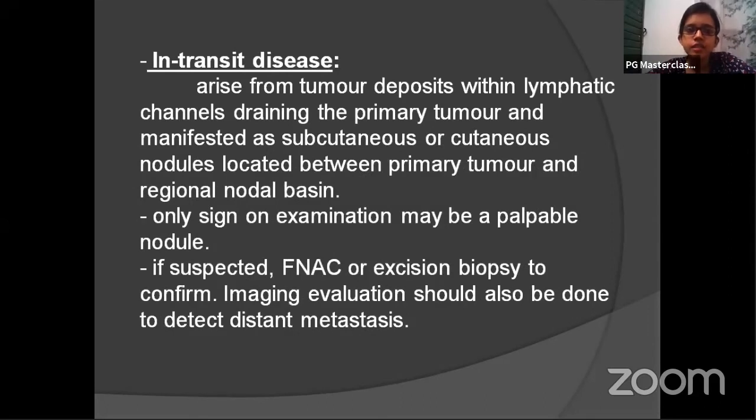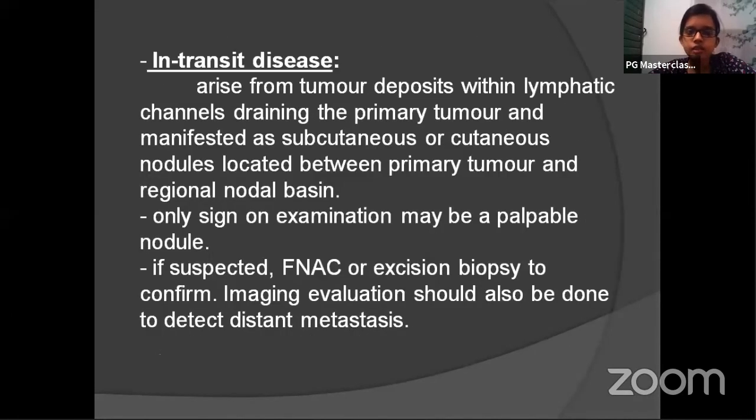Now the in-transit disease. This is disease which arises from tumor deposits within the lymphatic channels which drain the primary tumor and is manifested as subcutaneous or cutaneous nodules located between the primary tumor and the regional lymph node basin. The only sign on examination may be a palpable nodule, and if suspected, FNAC or excision biopsy is done to confirm the diagnosis, and imaging should also be done to detect distant metastases.